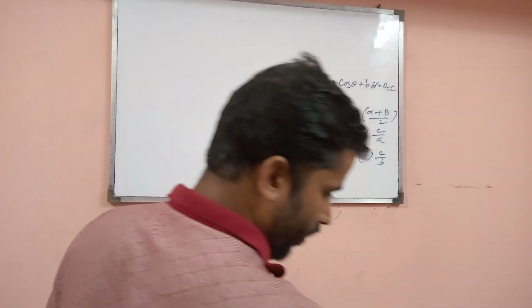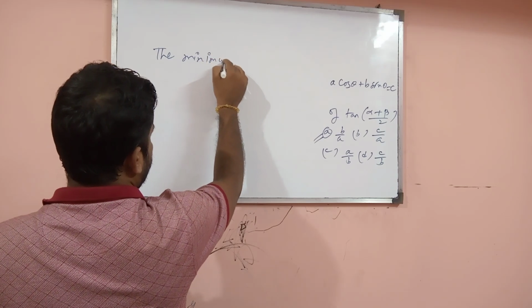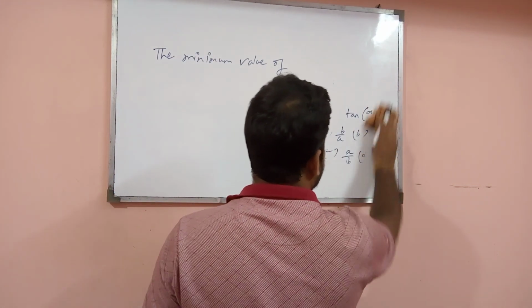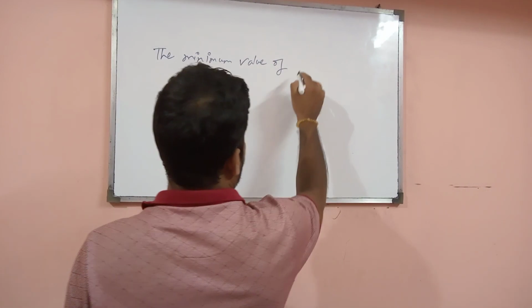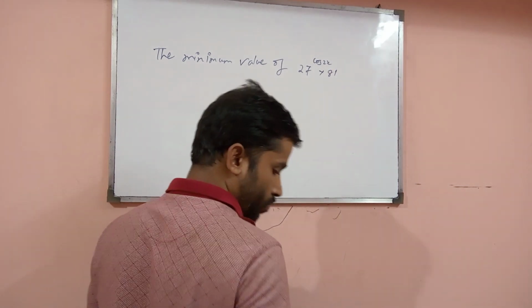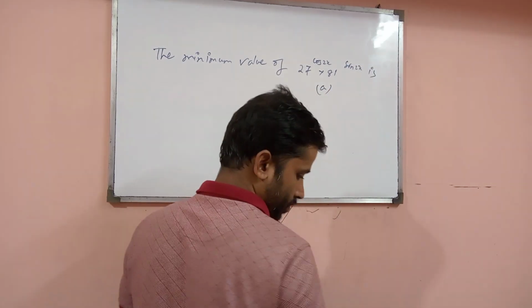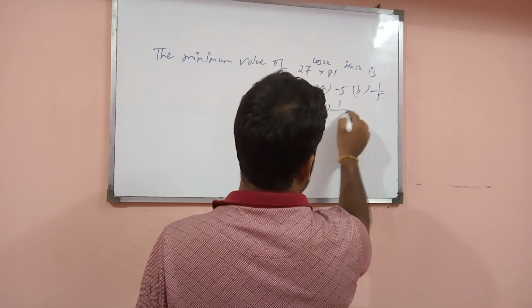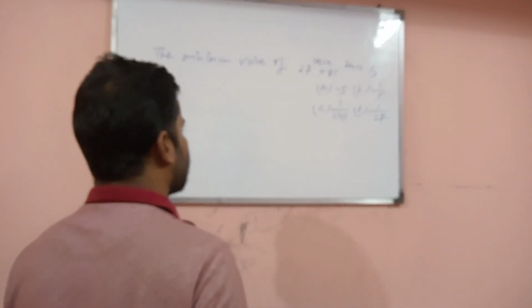So question number 2: the minimum value of 27 to the power cos twice x into 81 to the power sin twice x is: option A, minus 5; B, 1 by 5; C, 1 by 243; and D is 1 by 27. Solution.